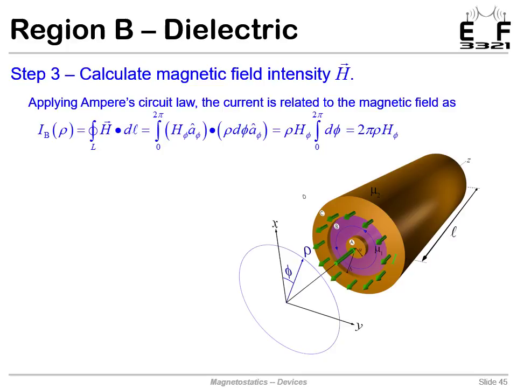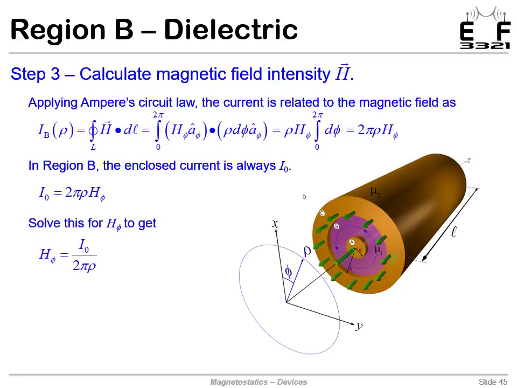So remember, Ampere's circuit law, there's two ways of calculating total current: integrating current density and doing a line integral of the magnetic field. We did not integrate the current density, and this is easy. This contour is always enclosing just the inner conductor, so the enclosed current is always just I naught. So in fact, that's our next step. I naught equals the expression that we derived up here. So that lets us write an easy expression for H phi. H phi is just I naught over 2 pi rho.